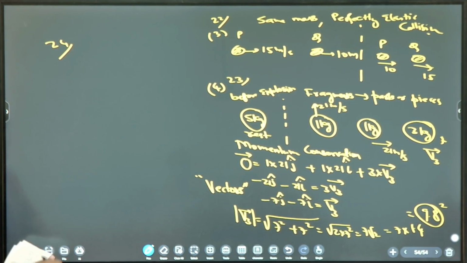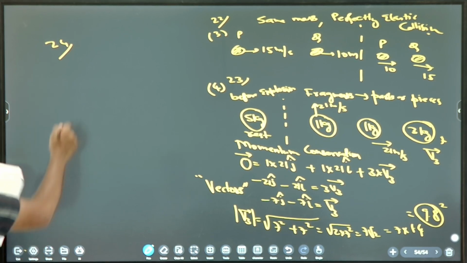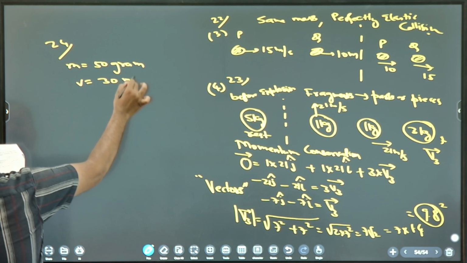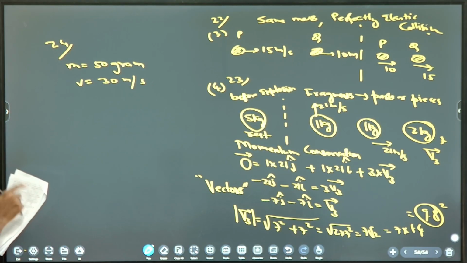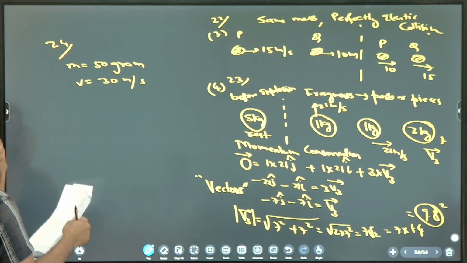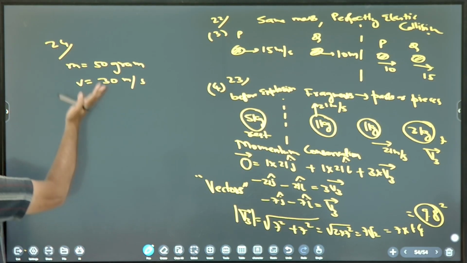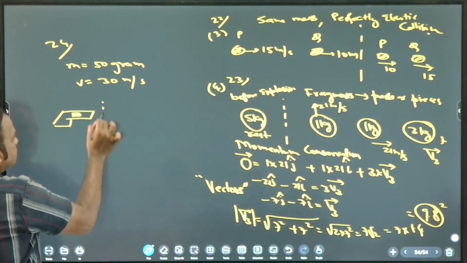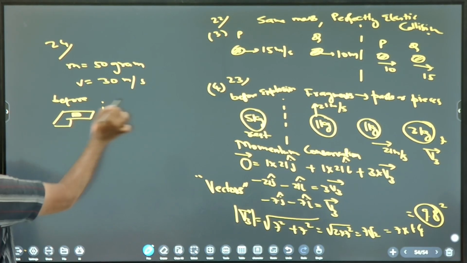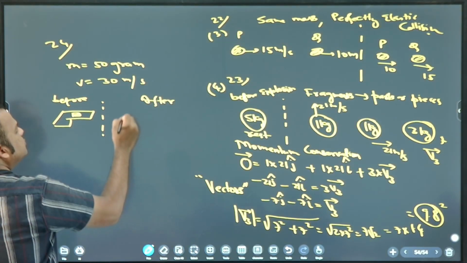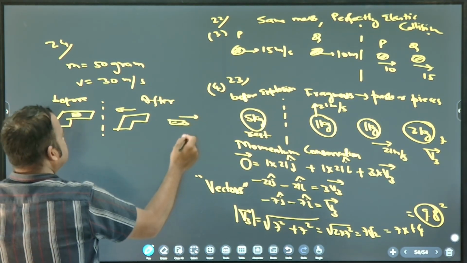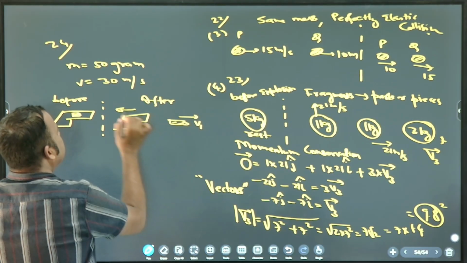Question 24. A gun fires a bullet of mass 50 gram with velocity 30 meter per second. Because of this, the gun is pushed back with velocity 1 meter per second. So again explosion. This is the gun, the bullet is inside. This is before explosion. Now after, what is going on? The gun will go left, the bullet will go right. Suppose this speed is V1 and this speed is V2.